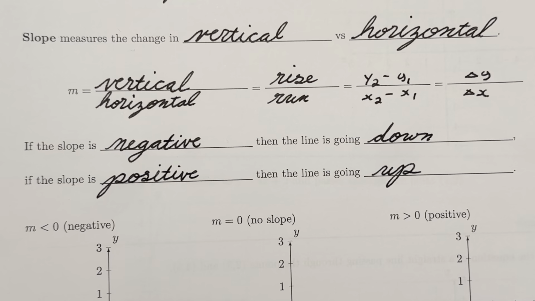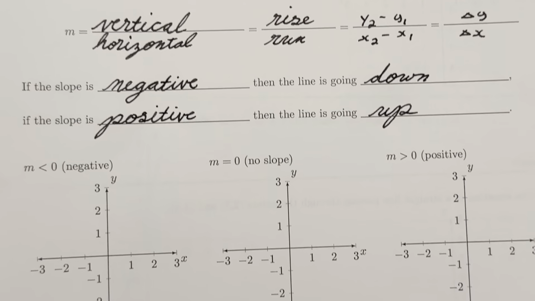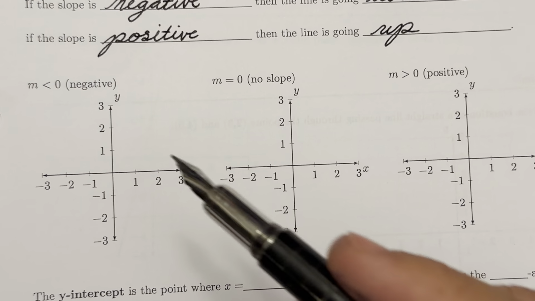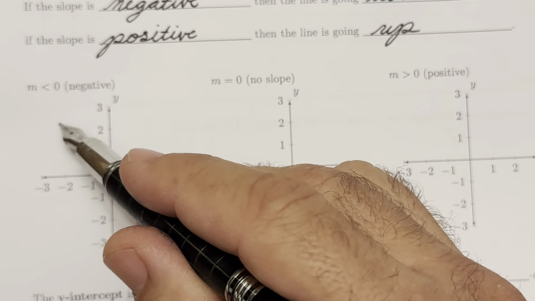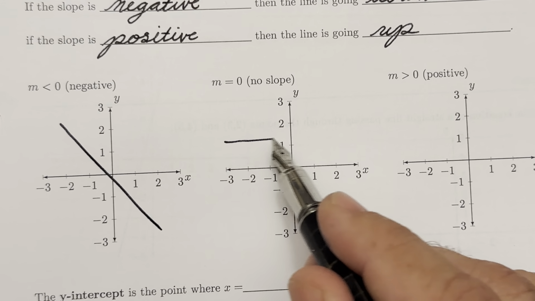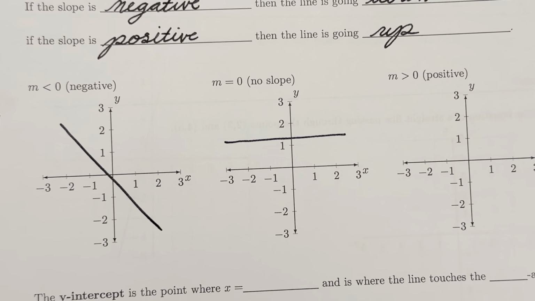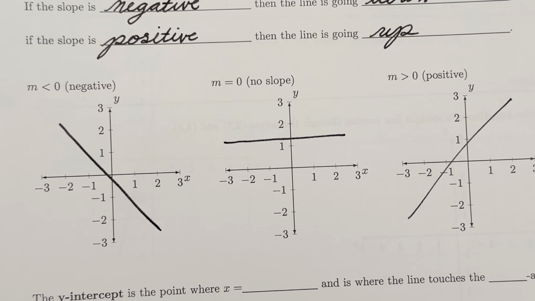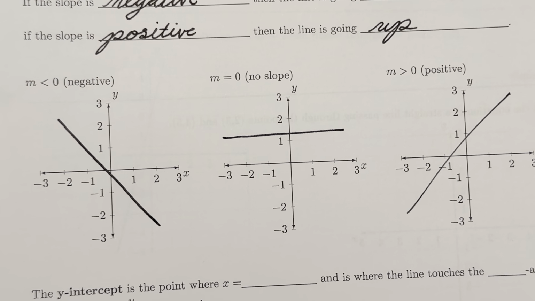And of course, if the slope is 0, you're just moving along a flat plane, right? You're not going up, you're not going down. Again, so if m is less than 0, that is negative. It could be something like this. If there is no slope, it's just straight across. And if it's greater than 0, then we're shooting up, just like that. Right? That's it.